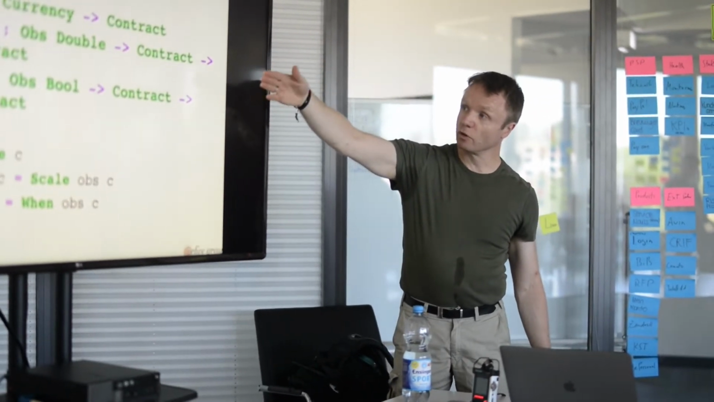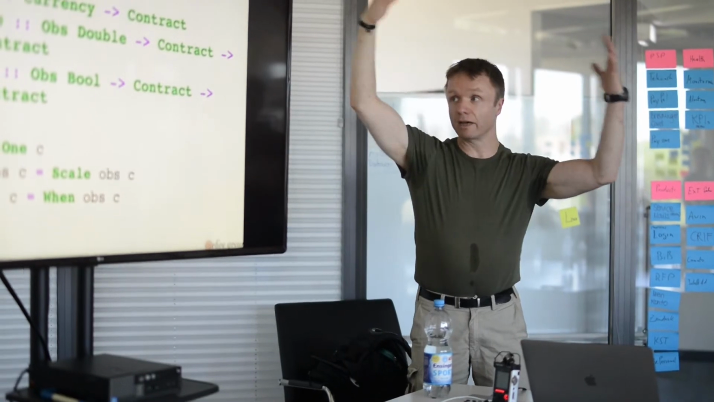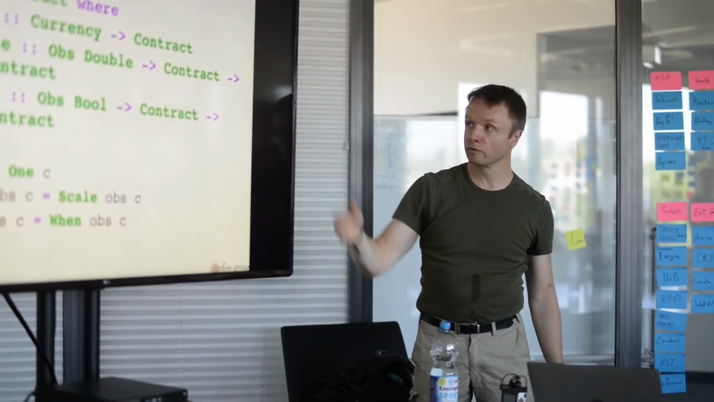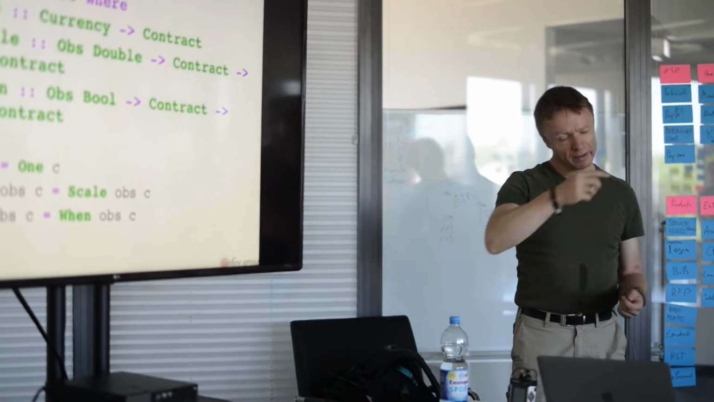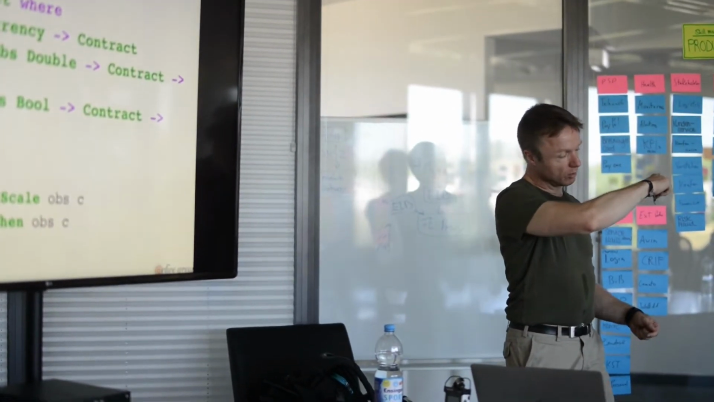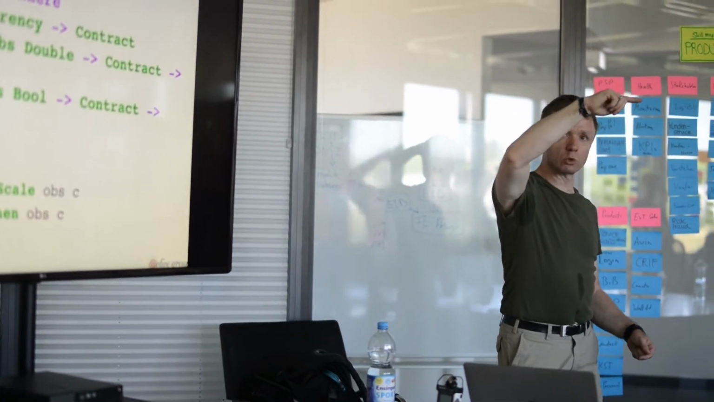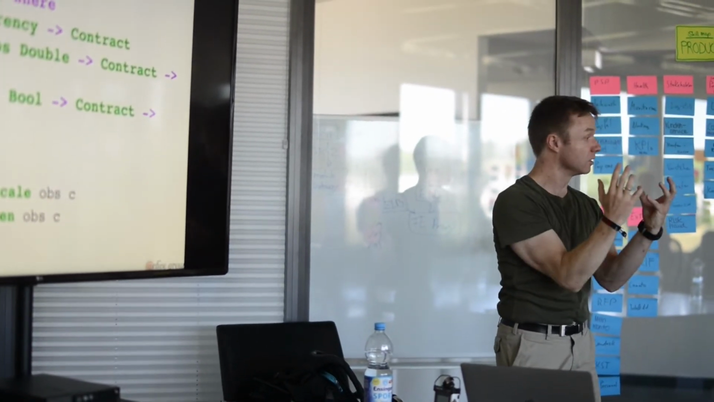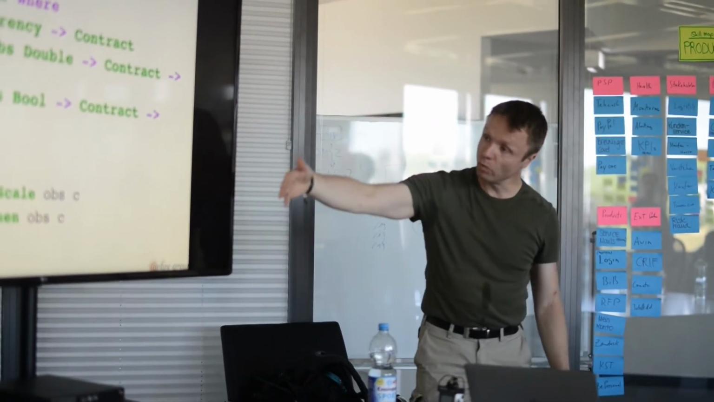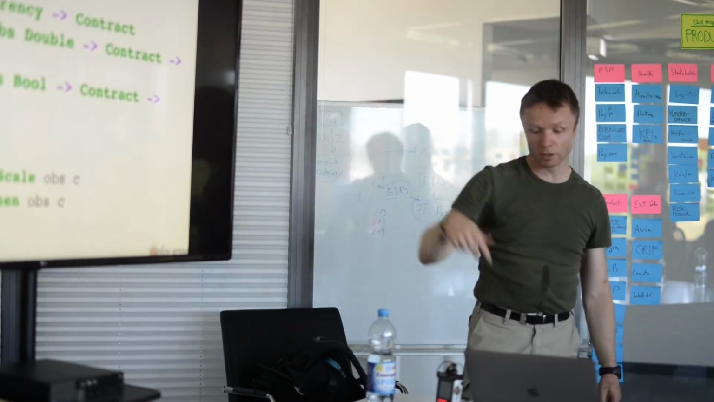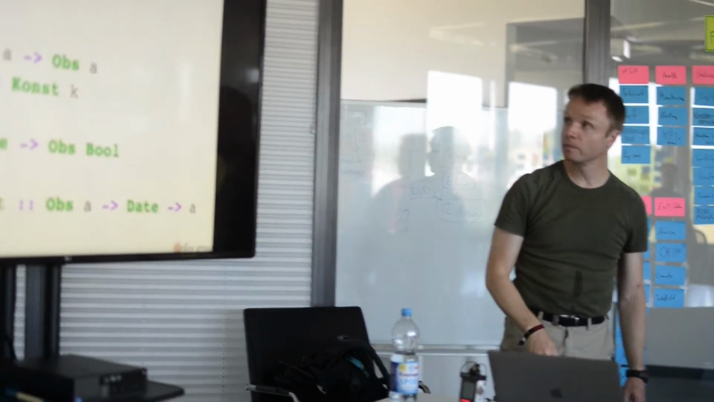It says, well, there's an observable of a double, there's a contract, and it will scale that contract by the factor coming out of that observable and will give me another contract. And then there's when, which has an observable bool, and the idea is that you have an observable that at some point goes from false to true, right? It will switch from false to true. When it becomes true, that contract that is wrapped in here will become active, right? And we'll just write functions, and those functions just correspond to the combinators that we have up here.